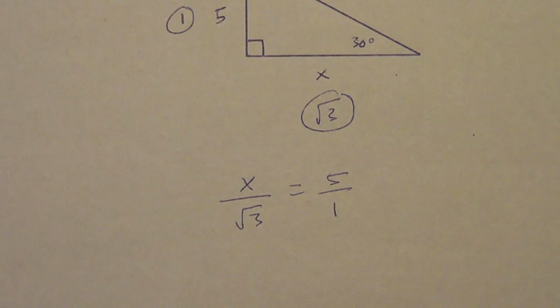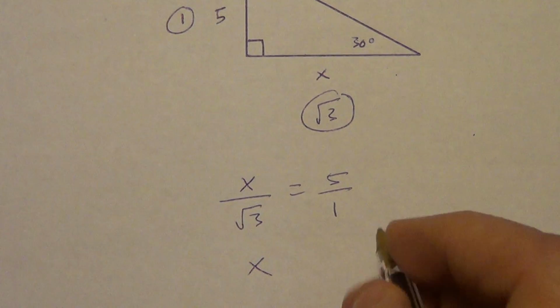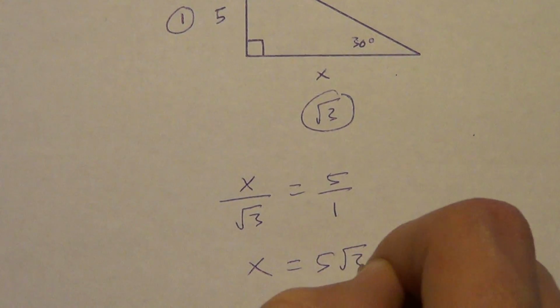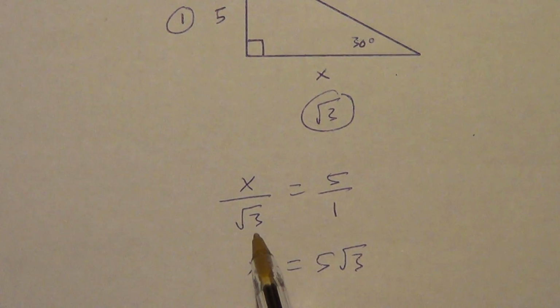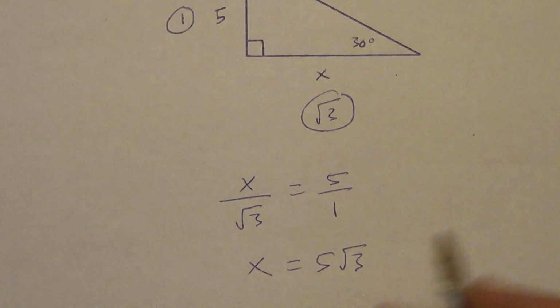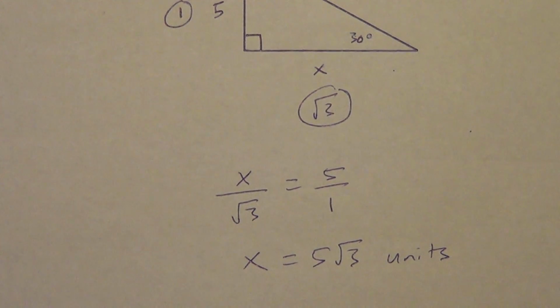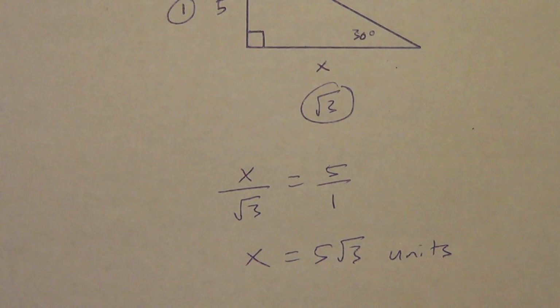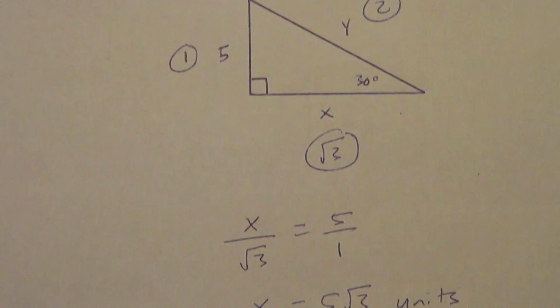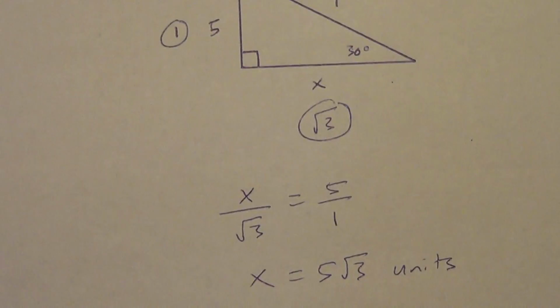X times 1, that's pretty easy, it's just x. 5 times root 3, that's really easy, it's just 5 root 3. Remember, the 5 is not under the root, the 3 is, so we cannot multiply them together and get a 15. We just put the 5 outside, keep the 3 inside, put our label on it of units. Remember, our labels could be inches or feet or centimeters, yards, miles, all different kinds of things. Just we're going to put units if they haven't been given one to start with. All right, so we just solved for x.